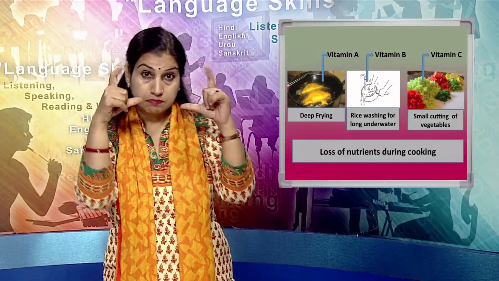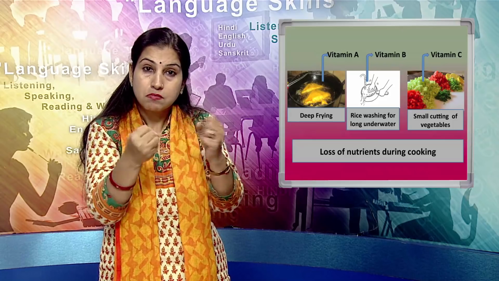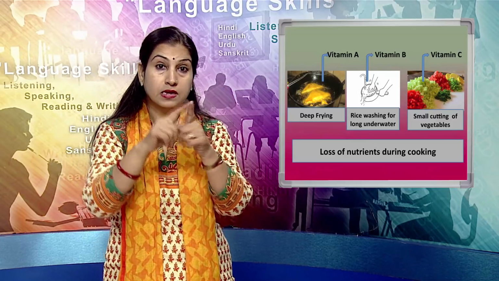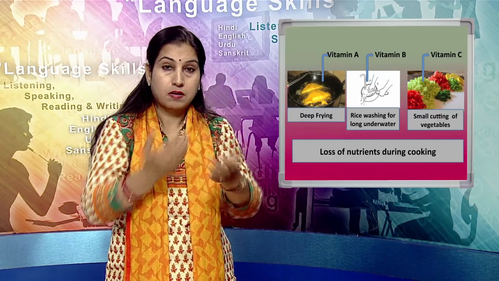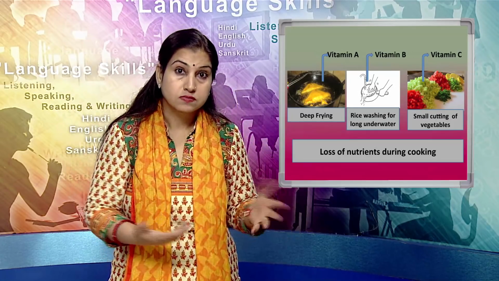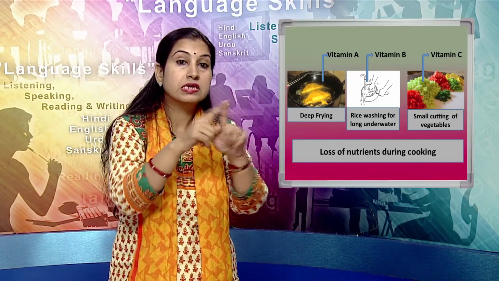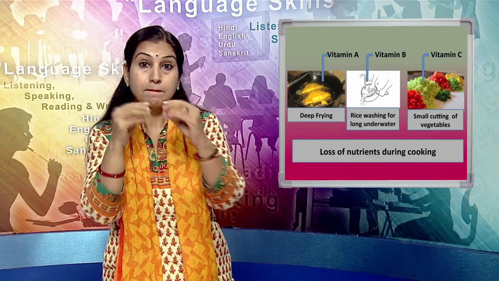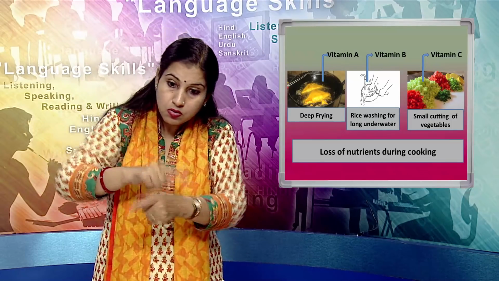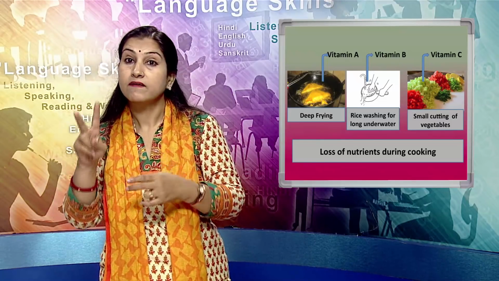Through this picture, you can understand how nutrients can be lost during cooking. Deep frying may lose the nutrient vitamin A. Vitamin B can be lost if rice is washed for a long duration under water, and vitamin C can be lost if vegetables are cut into small pieces.